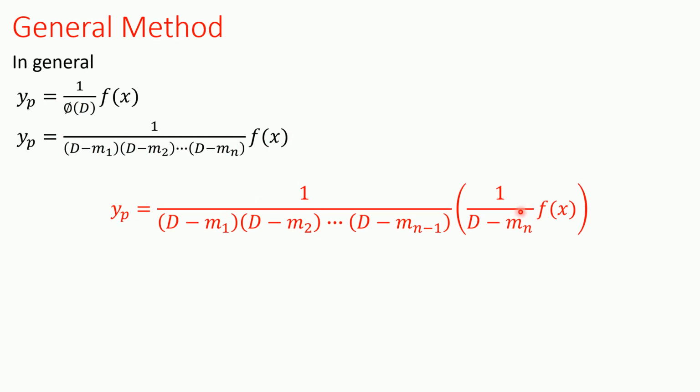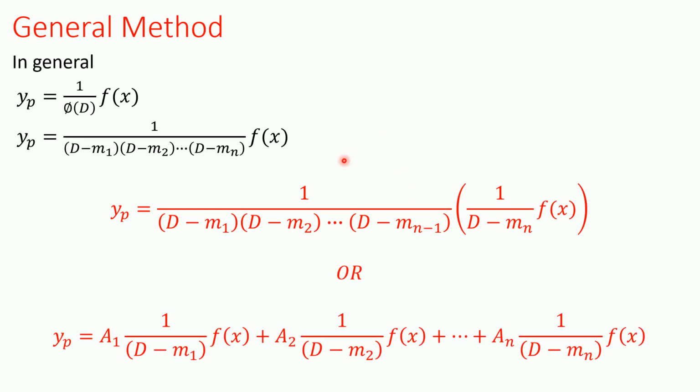So first we'll operate this 1 upon D minus mn on f of x, and after solving this we'll get some function, let us call that f1 of x. Then with the same method, this remaining term we have to operate on that f1 of x, and so on. You can continue like this, or the other way is by using partial fractions, where we separate all these terms. So we'll get A1 into 1 upon D minus m1 operating on f of x, plus A2 into 1 upon D minus m2 operating on f of x, and so on. So there are two ways, either we can use the first one or the second one.